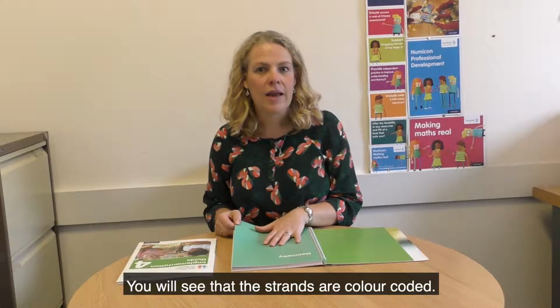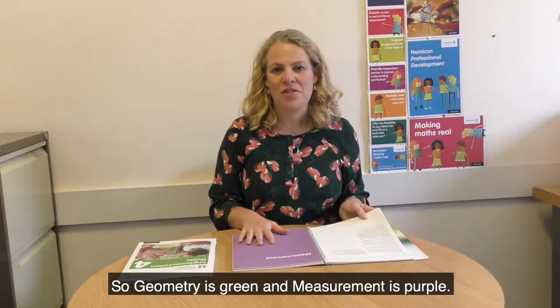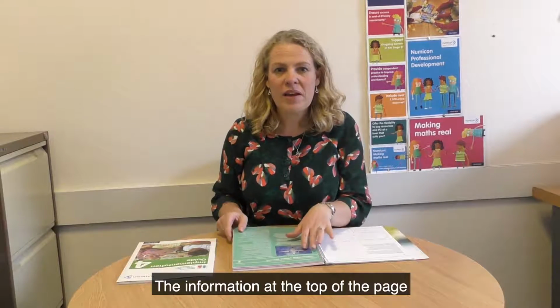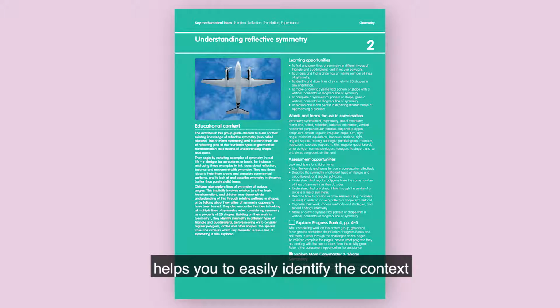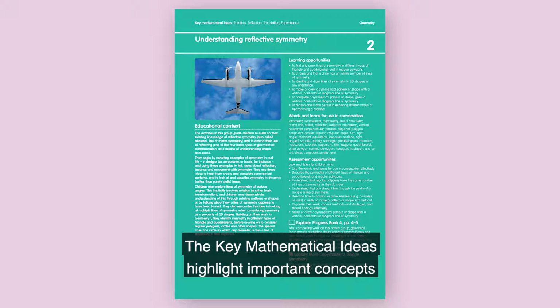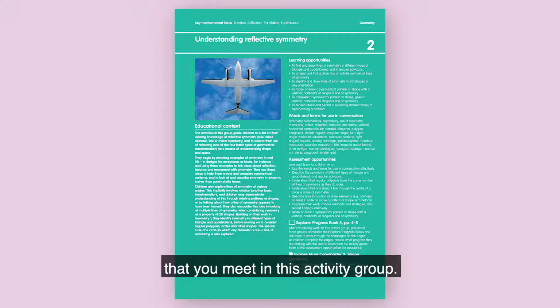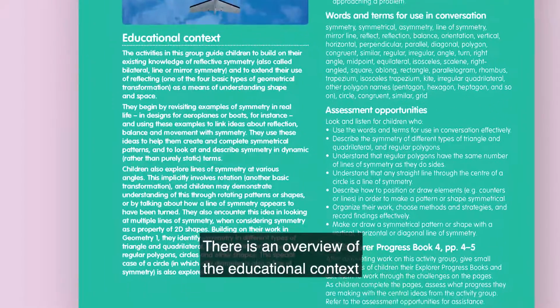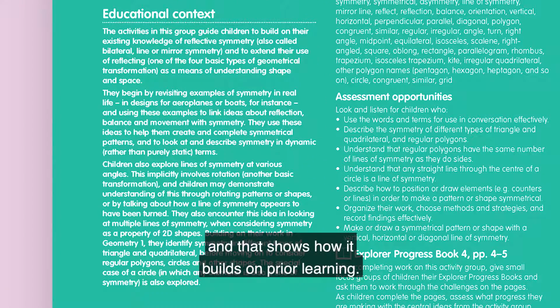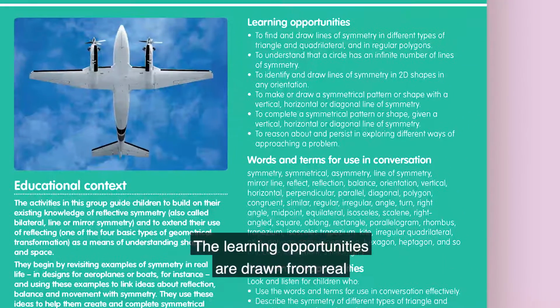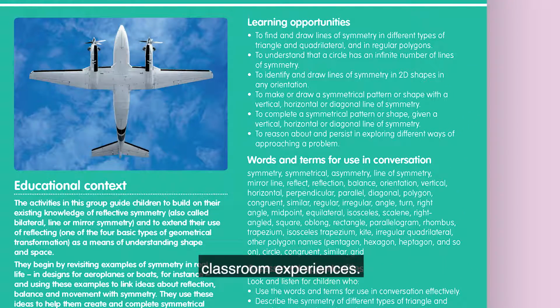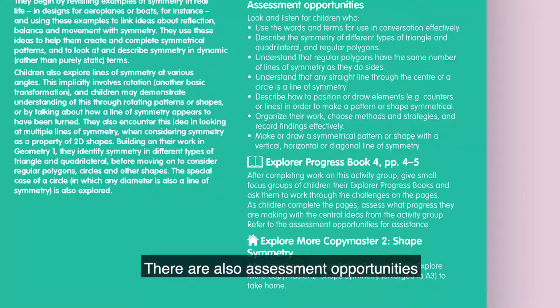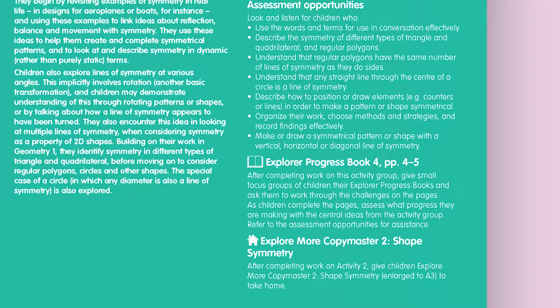You will see that the strands are colour-coded, so geometry is green and measurement is purple. The information at the top of the page helps you to easily identify the context of the activity group and how far through the strand you are. The key mathematical ideas highlight important concepts that you meet in this activity group. There is an overview of the educational context, and that shows how it builds on prior learning. The learning opportunities are drawn from real classroom experiences. There are also assessment opportunities and links to Explorer progress books and Explore More copymasters.